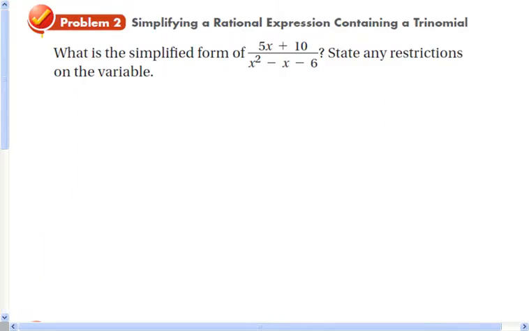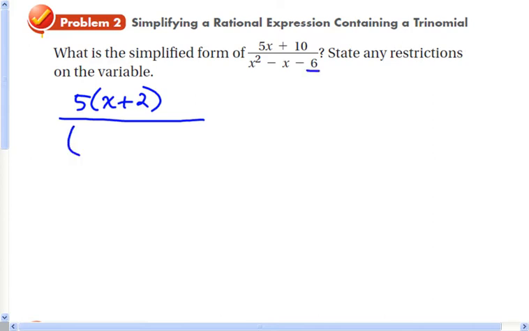All right, what is the simplified form of the rational expression, the quantity 5x plus 10 divided by the quantity x squared minus x minus 6? State any restrictions on the variable. So what we're going to do is factor both the numerator and denominator again. So I'm just going to rewrite. The numerator has a common factor of 5, so we're going to write 5 times the quantity x plus 2. And then the denominator can be factored.